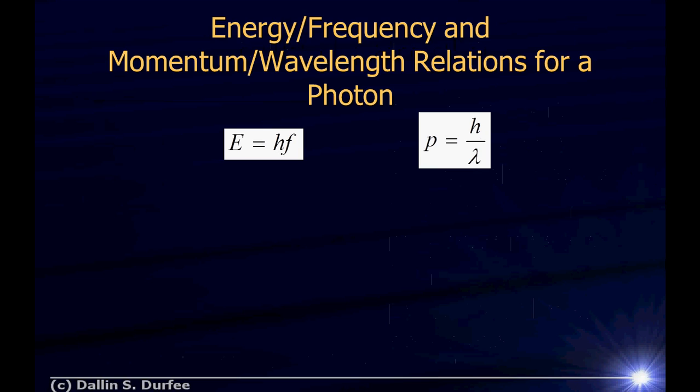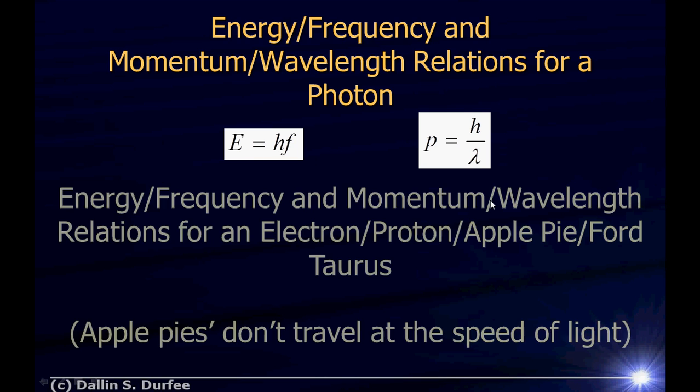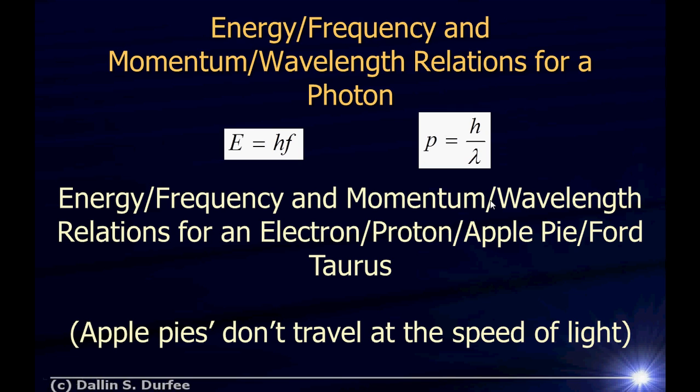And so basically he says, well look, maybe things that we think of as particles have a wavelength and they have a frequency. And maybe we use the same relationships we would use for a photon of light for these other particles, right? So for a photon of light, we said that its energy is related to its frequency with this equation, and its momentum is related to its wavelength with this equation. All right? So de Broglie says, look, the energy, frequency, and momentum wavelength relations for an electron, a proton, an apple pie, or a Ford Taurus, also, maybe they obey these equations. And it turns out that he was right.